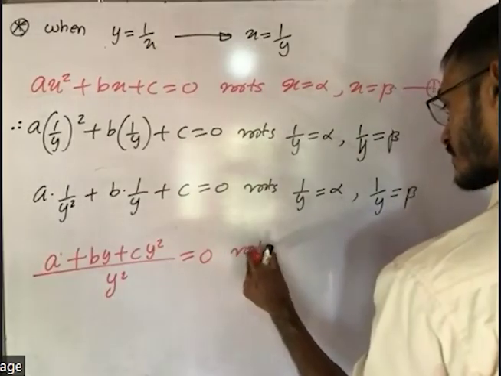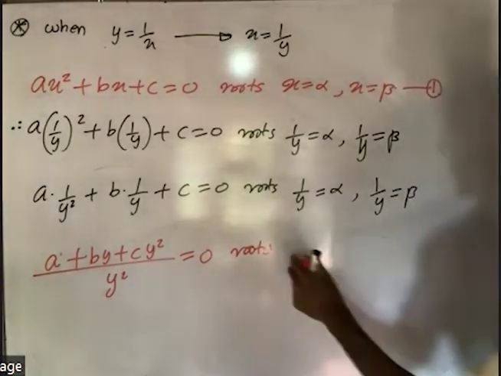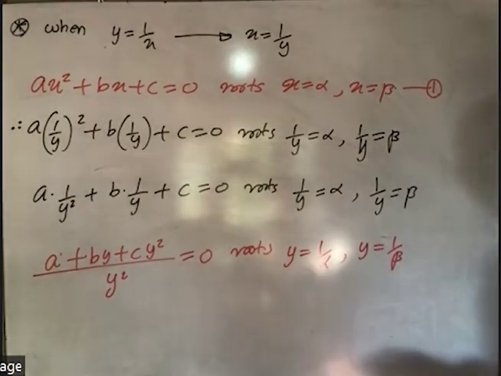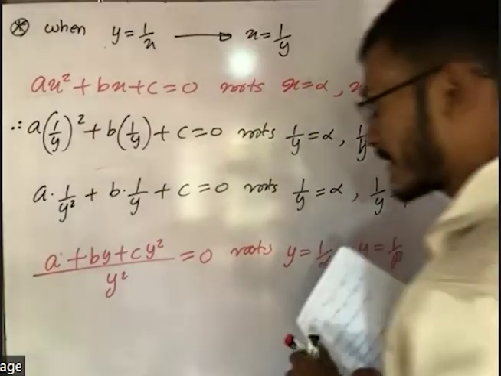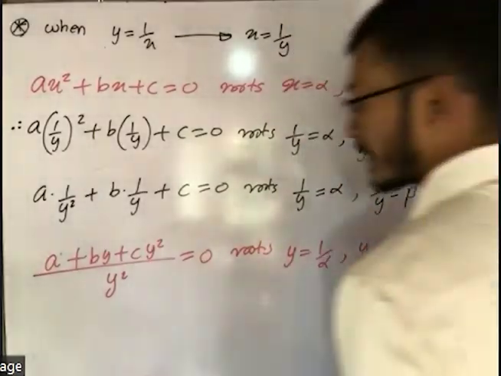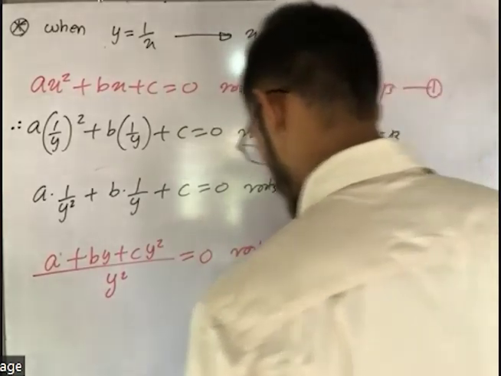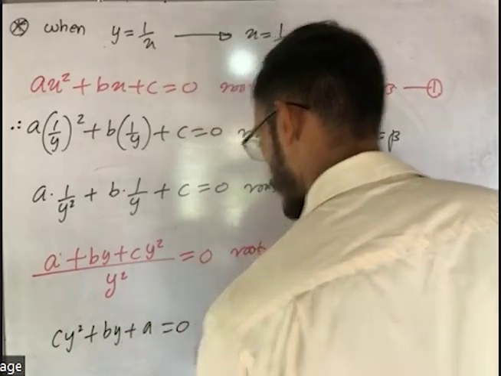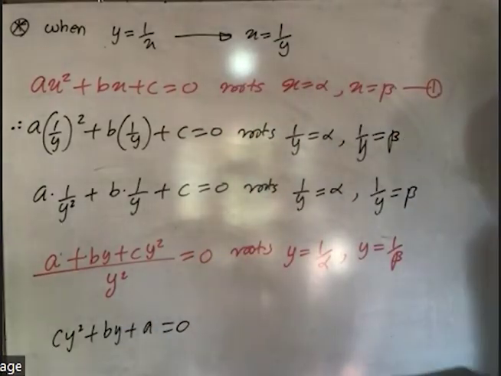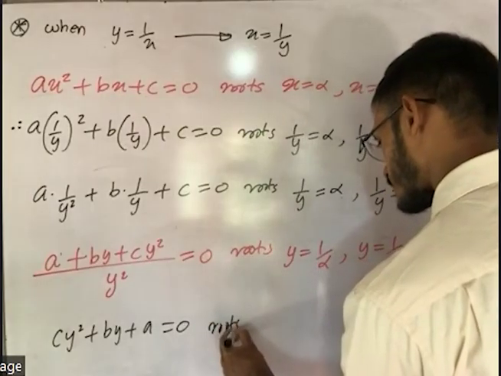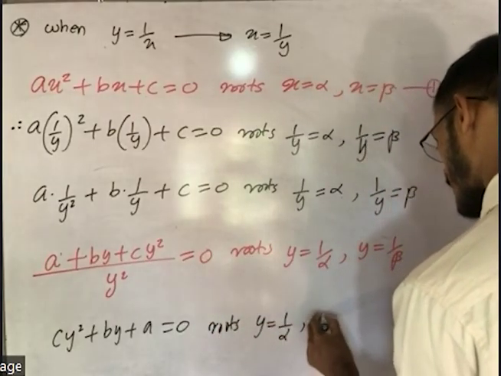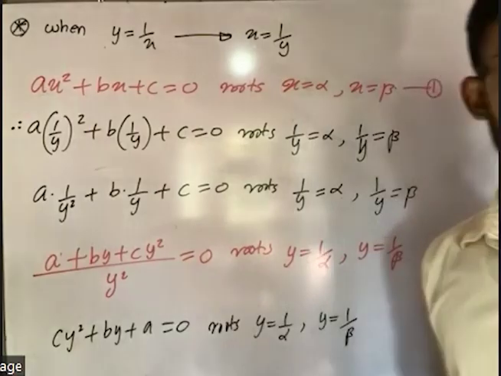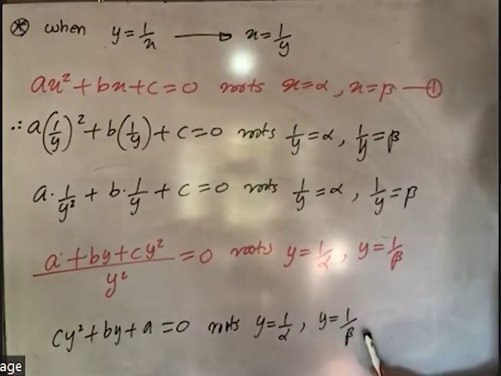Then we can write down the roots. You can take the reciprocal of this. Then y equals 1 over alpha, and here y equals 1 over beta. Now multiply both sides by y square. Then you will get cy square plus by plus a equals 0. Here the roots are y equals 1 over alpha, comma y equals 1 over beta. So this is the equation we need. The roots of this equation are 1 over alpha, comma 1 over beta.